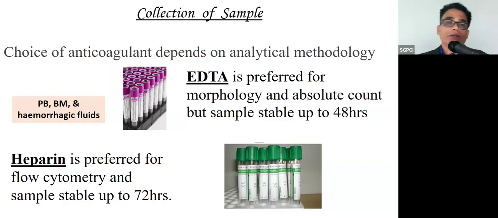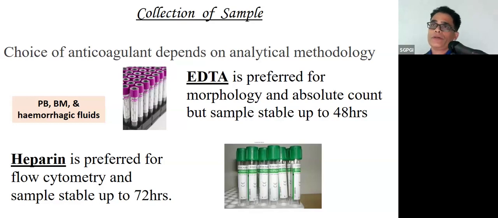Again, the collection of the sample is very important. The choice of anticoagulant depends on the analytical methodology. EDTA is preferred for morphology and absolute count, and the sample is stable up to 48 hours. We have tried, and it can be up to 72 hours and still be good, but there is some alteration in biomarkers like CD44 because of the EDTA. Peripheral blood, bone marrow, and hemorrhagic fluids can be collected in EDTA.